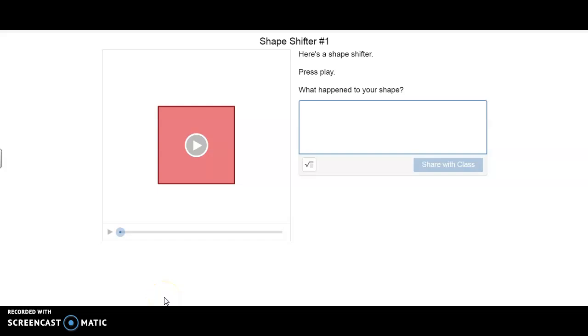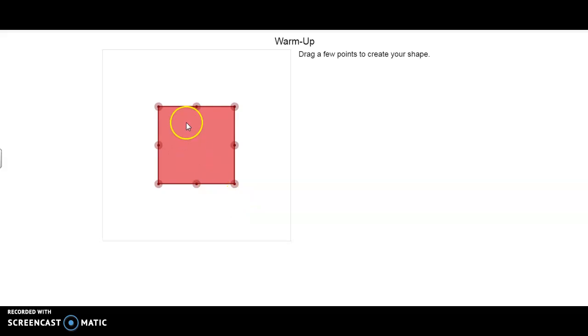Hey everyone, this is our introduction lesson into transformations. Kind of a fun assignment. It starts off with a box, and what we want you to do is play around with it. See how you have each of these dots? We want you to go ahead and move them around and create something kind of fun. They can go anywhere you want.